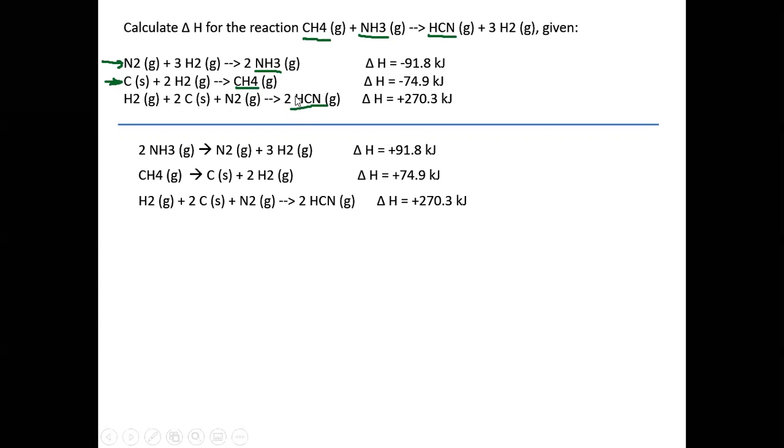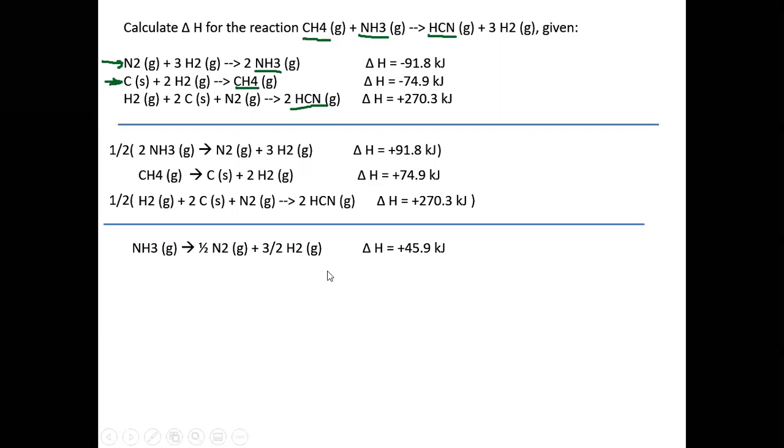Now we need to look at coefficients. For methane, we have a coefficient of 1. In the equation with methane, it has a coefficient of 1, so that's okay. Ammonia, we need a coefficient of 1, and in the equation given to us, it has a coefficient of 2, so we're going to have to multiply by something to get rid of the 2. For hydrogen cyanide, we need a coefficient of 1, and in the equation given to us, it has a coefficient of 2. Now for the H2, since it occurs in multiple equations, H2 should work itself out if we did everything else correctly. So we're going to multiply the first and third equation by 1/2.